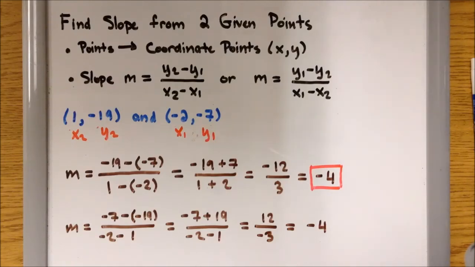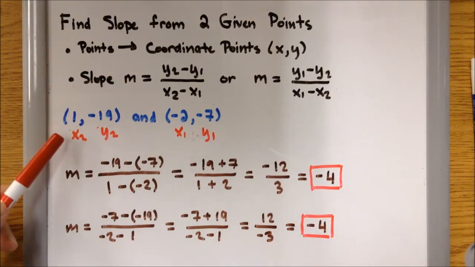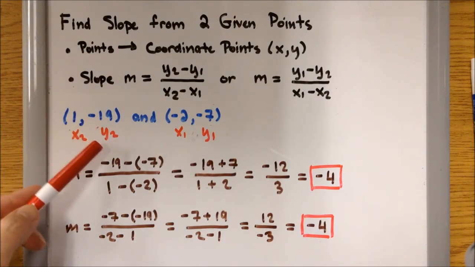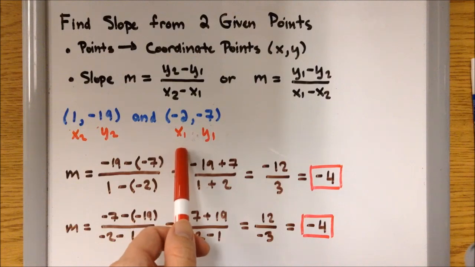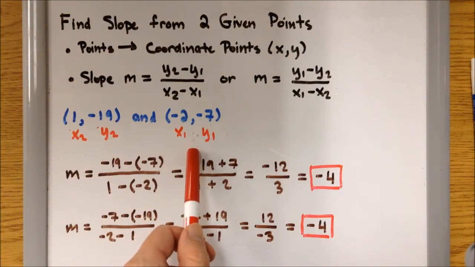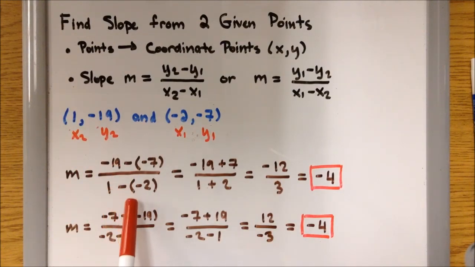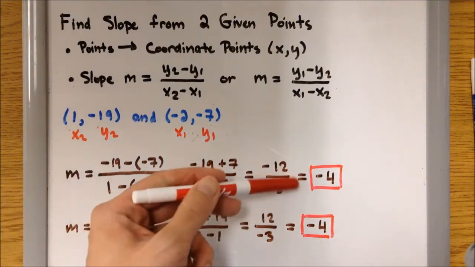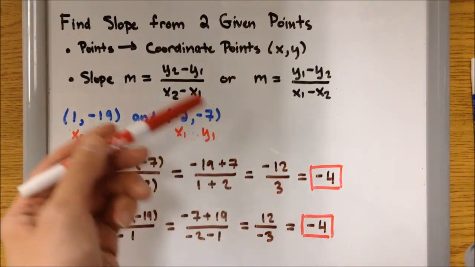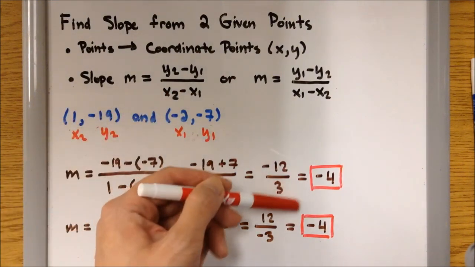So, as shown in the last example and this example, it doesn't matter in which order you label your x and y, as long as you label correctly. If this is my x2, this has to be my y2. If this is my x1, then this is my y1. Be very careful with your labeling. Be very careful with your signs. And again, it doesn't matter which order you use, we still end up with the same answer. Same thing if I were to use this other formula, we would still end up with the same answer.